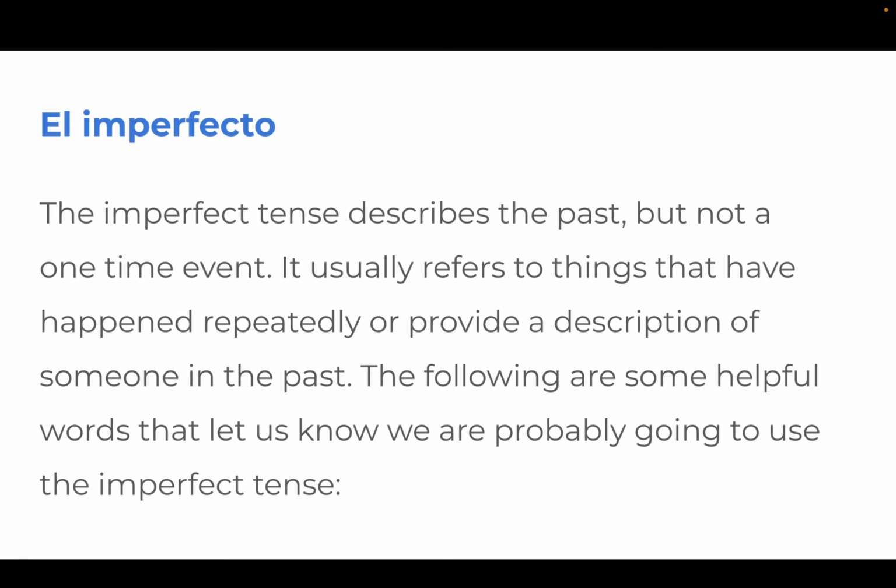Our imperfect tense is going to describe the past, but not a specifically one-time event, like I went to a concert. It usually refers to things that have happened repeatedly or provide a description of someone in the past. The following words are helpful words, or what we sometimes call triggers, that let us know we're probably going to use the imperfect tense when we're describing something.